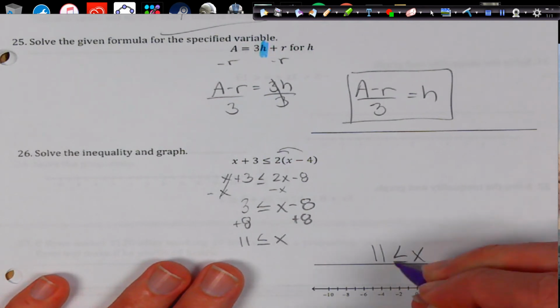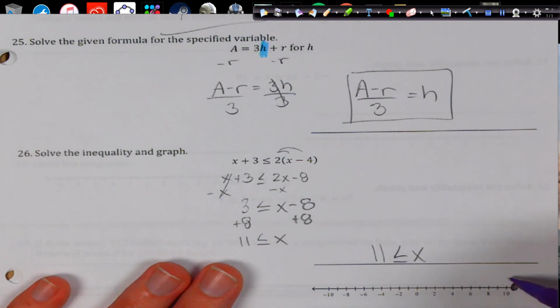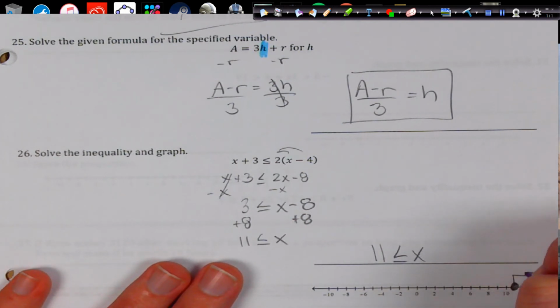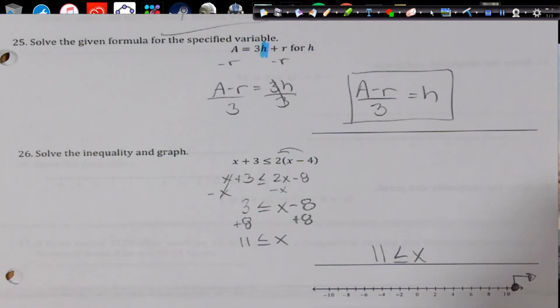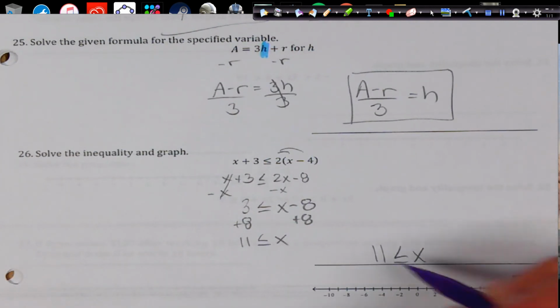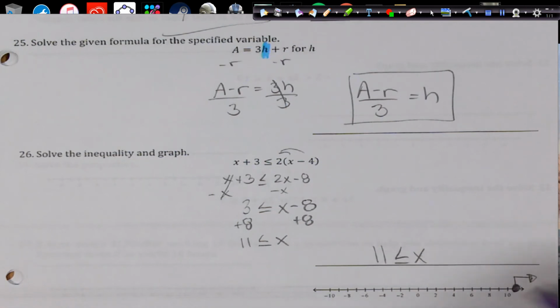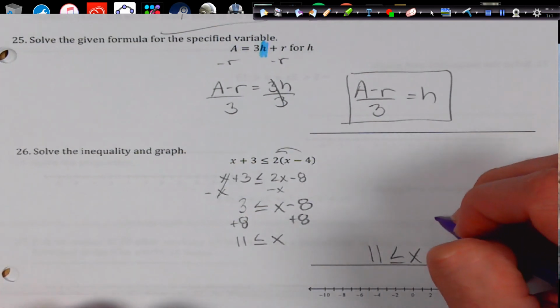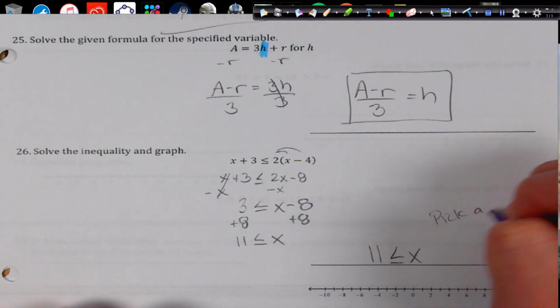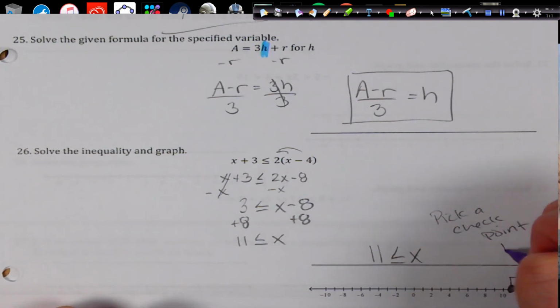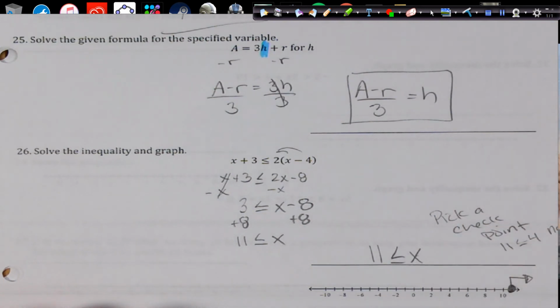Closed circle because of the bar. Now, a lot of kids want to graph that way, but this says x is bigger than 11. It actually goes in the opposite direction. We can check this too. For example, if you pick a number over here, is 11 less than 4? If I picked 4? No, so don't graph towards 4, graph away from it. Always pick a checkpoint. Okay, so is 11 less than or equal to 4? No. So we're going to graph the other direction.